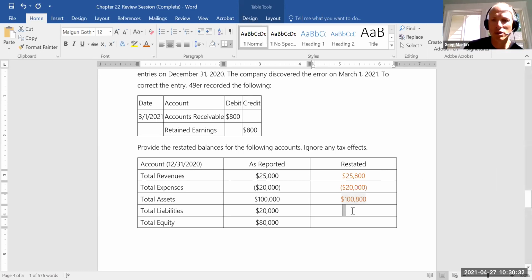How about total liabilities? So Alexis, yep. People are saying same, same, same. Yep, it stays the same. Good. And then finally, total equity. Yep. Good. Good job. Yes, 80,800.